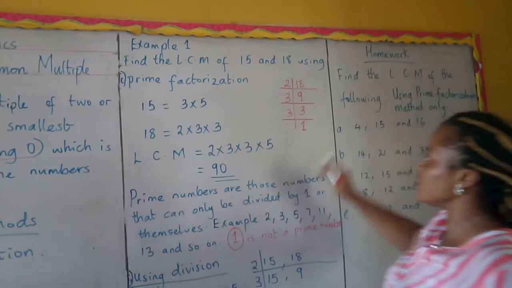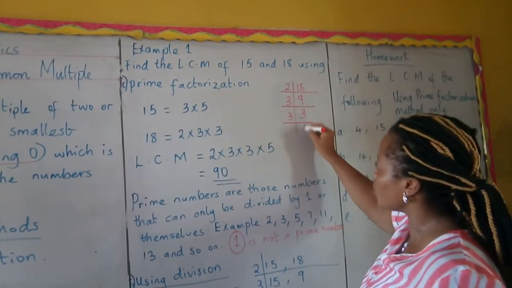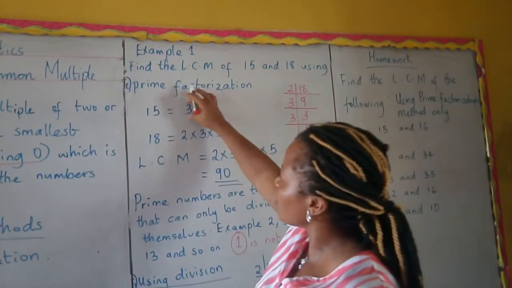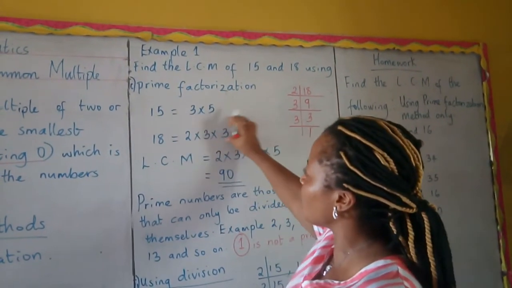Okay? Hope you are seeing it. This is 1. You can as well just give a stroke. No problems. So now we have 3 times 5 and 2 times 3 times 3.